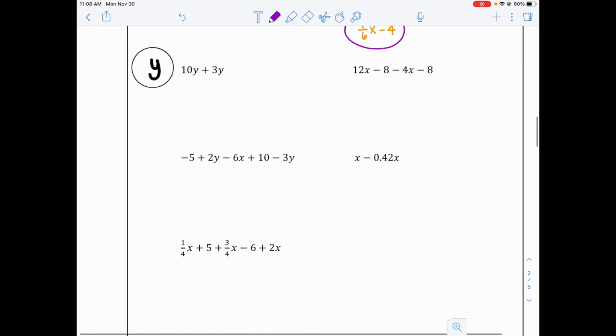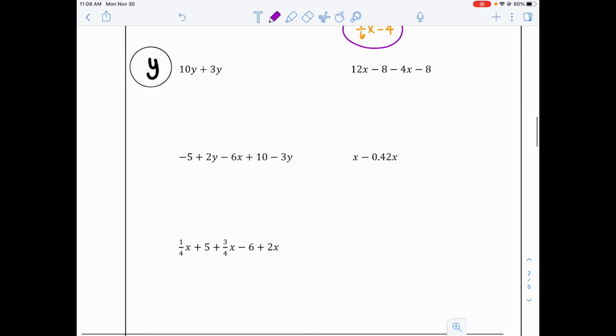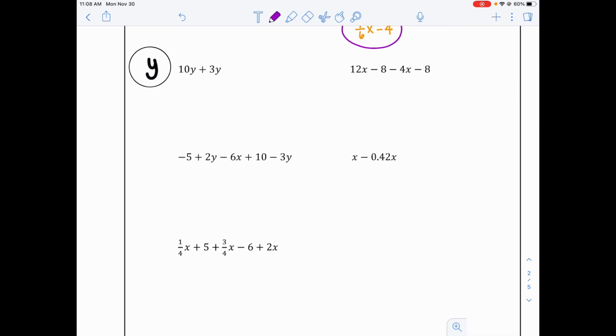There are 5 problems underneath it. Go ahead and work through those 5 problems. Pause the video, get them finished. When you're done, unpause the video and check your work with mine.